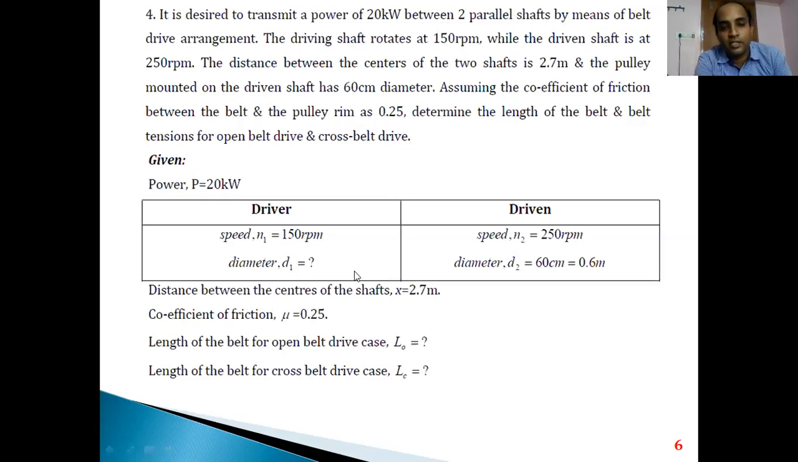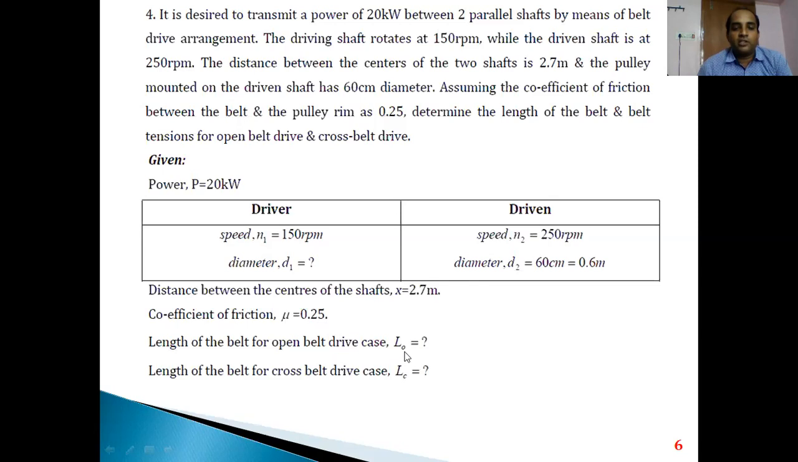So the first thing is note on the given data. He has said the power transmitted is 20 kilowatt, right? Write the things under driver and driven columns. Driver speed is how much? 150 rpm. As already told, he has given the speed of the driven shaft 250 rpm, with the driven shaft diameter 60 centimeter, or 0.6 meter. We don't know the diameter of the driver shaft, that we need to find out. Along with that, he has said distance between the center of the shafts, that is x, 2.7 meters. Coefficient of friction he has given 0.25.